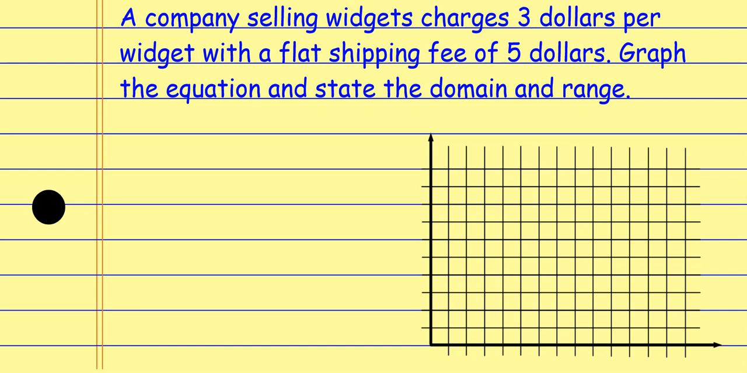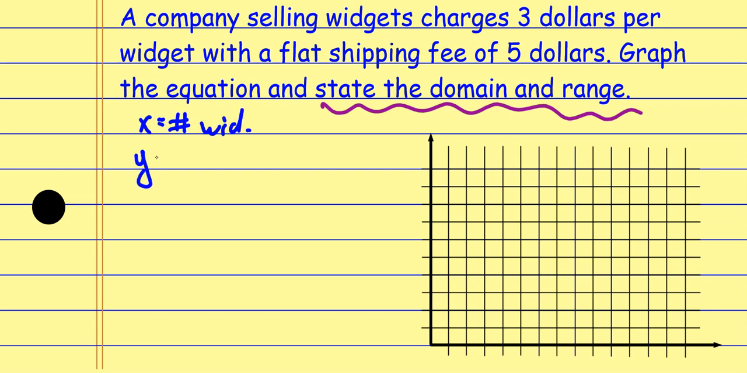A company selling widgets charges $3 per widget with a flat shipping fee of $5. Graph the equation, state the domain and range. Now I say state the domain and range, but we more want to think about the domain and range, okay? So think about this as we start to plot our points here. So the company is selling widgets, charging $3 per widget. So if I said, I don't know, x equals the number of widgets, okay? And then y would be the total price.